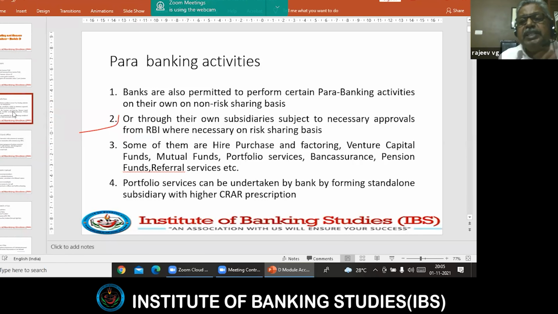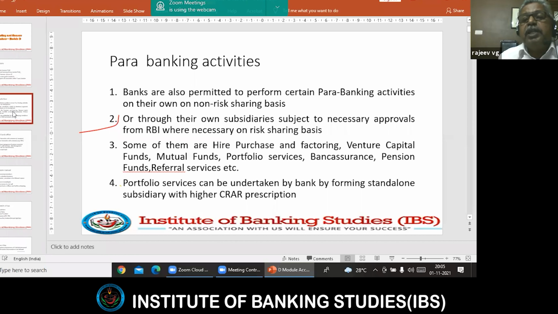I was discussing some para-banking activities along with the ancillary services as per Section 6. Section 6 permits ancillary services. You know what all the ancillary services are? Remittances are ancillary services: demand draft, electronic remittances. Safe deposit locker, safe custody of articles, collection of checks, agency business. These are all ancillary services.